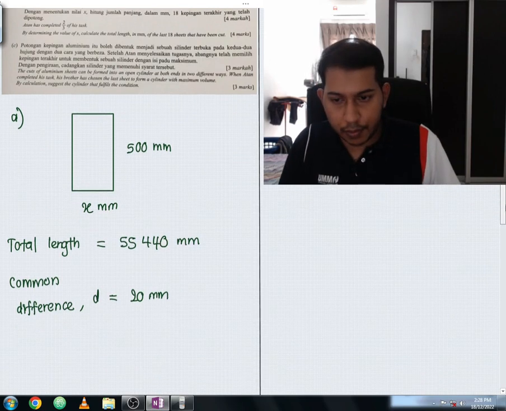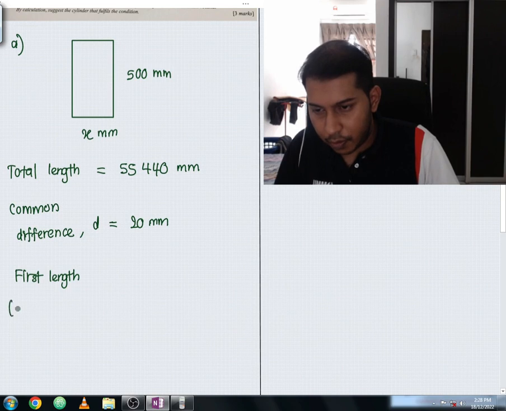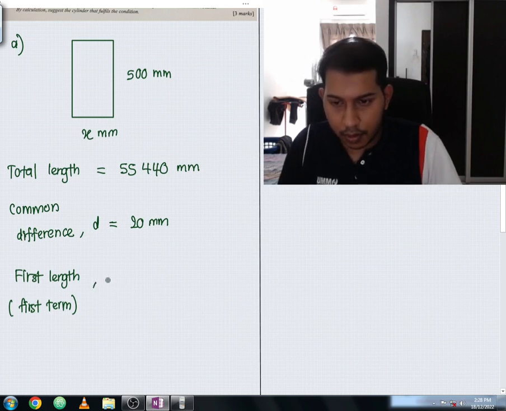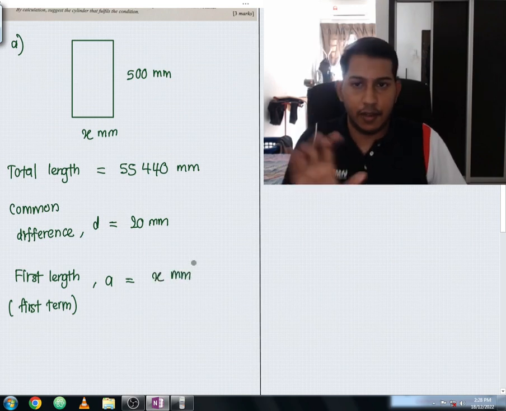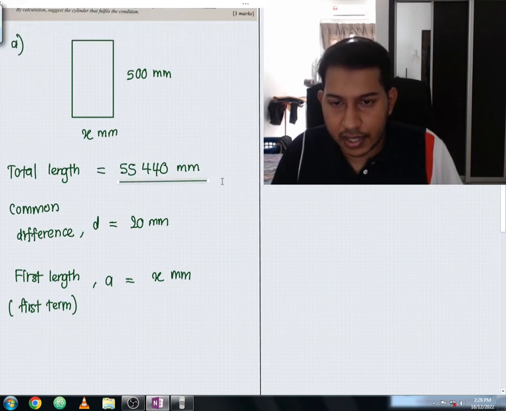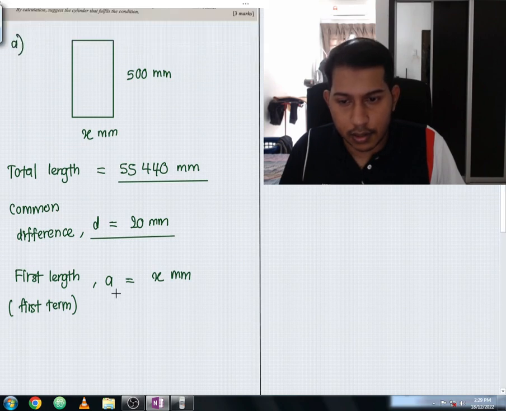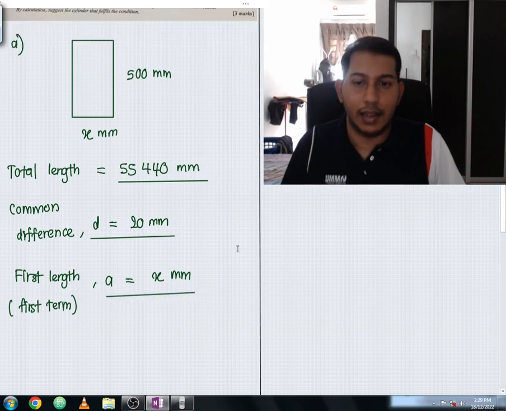So from here we do know that the first term, the first length, or you can write it as first term, in this case I denote it as A, is X. In this case the letter A is X millimeter. These are some of the important information that you need to write down in your working. There's nothing wrong, guys, if you write it down in your working. It just helps you to clarify better. So this is your common difference, and this is your first term, or you can say it's the first length also.